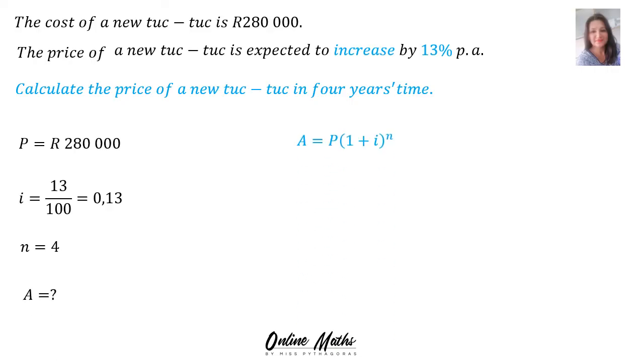Into the formula, A is equal to P bracket 1 plus I to the N, we substitute. In P's place, 280,000 bracket 1 plus I is 0,13 raised to the power of 4. We slot that into the calculator and we see that the price of a new tuk-tuk in 4 years' time will be 456,532 Rand and 61 cents.